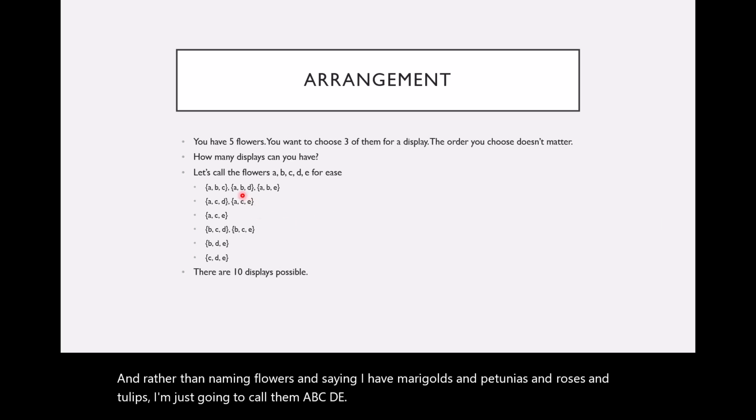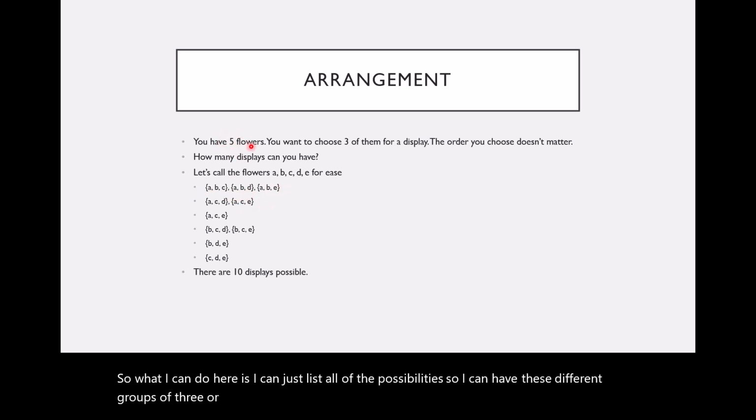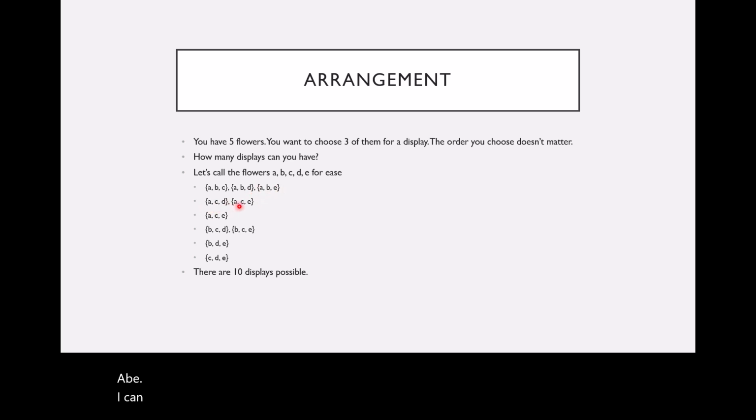So what I can do here is just list all of the possibilities. I can have these different groups of 3, or subsets of 3, from my original 5 flowers. I can have ABC or ABD or ABE. I can have ACD or ACE.